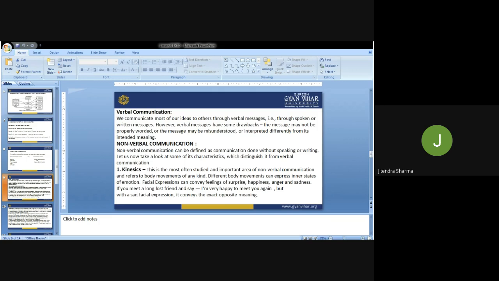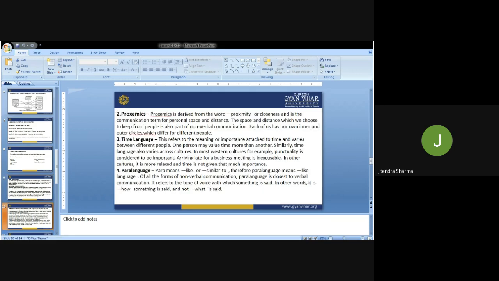Let us now take a look at some of the characteristics which distinguish non-verbal communication. First is kinesics, the most often studied and important area of non-verbal communication, which refers to body movement of any kind. Different body movements can express inner states of emotion. Facial expression can convey feelings of surprise, happiness, anger, sadness. If you meet a long-lost friend and say, I am very happy to meet you again, but with a sad facial expression, it conveys the exact opposite meaning. Here nothing is written or verbally communicated, but it is through body language and expression, which we call kinesics, that we communicate the situation.